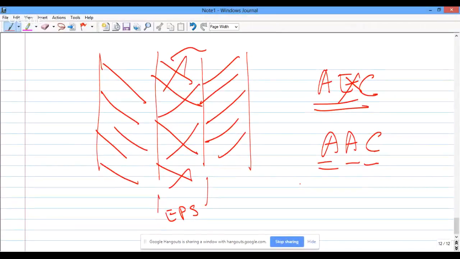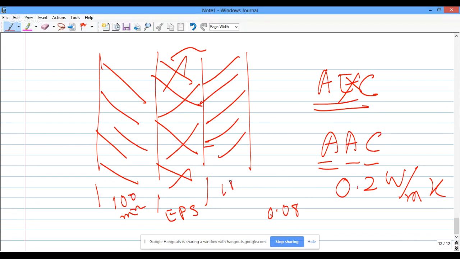So essentially, aerated concrete blocks have a pretty small conductivity, of the order of around 0.2 watt per meter Kelvin. Expanded polystyrene will be lesser, let us say 0.05 or 0.08 or something of this kind. And then concrete on both sides. So if this thickness is 100 mm, and these are 100 mm, and this is, let us say, 50 mm or something of that kind.